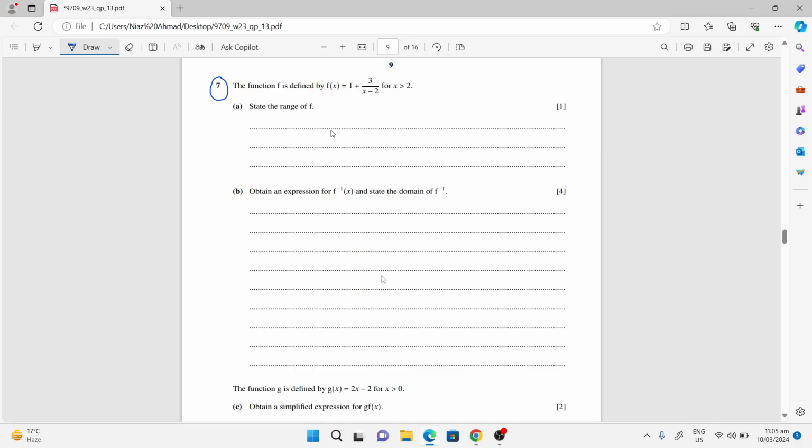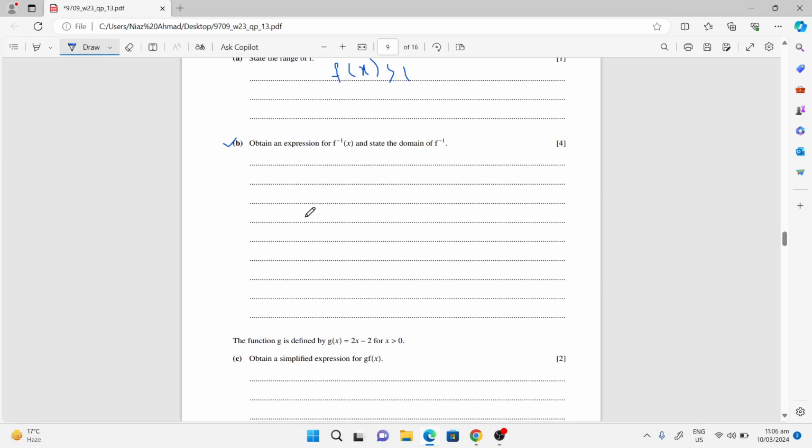Is it y is greater than 1? Yes, you can write it's the function f of x or y that is greater than 1. We are always adding something to 1. So you are done with part 1. Now obtain an expression for f inverse and state the domain of f inverse. It's a 4 mark question.